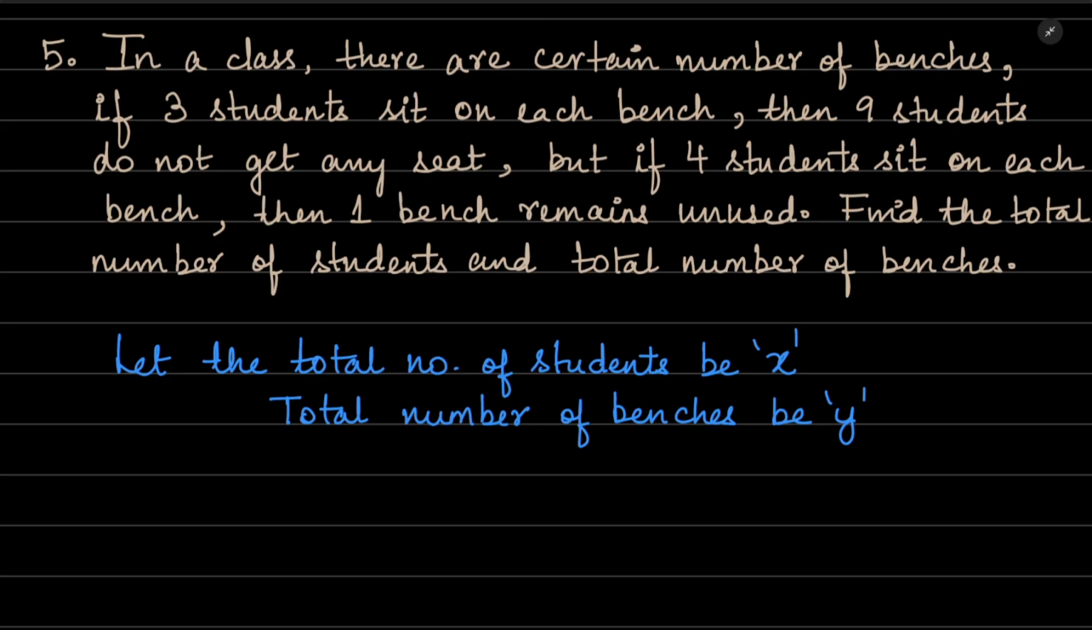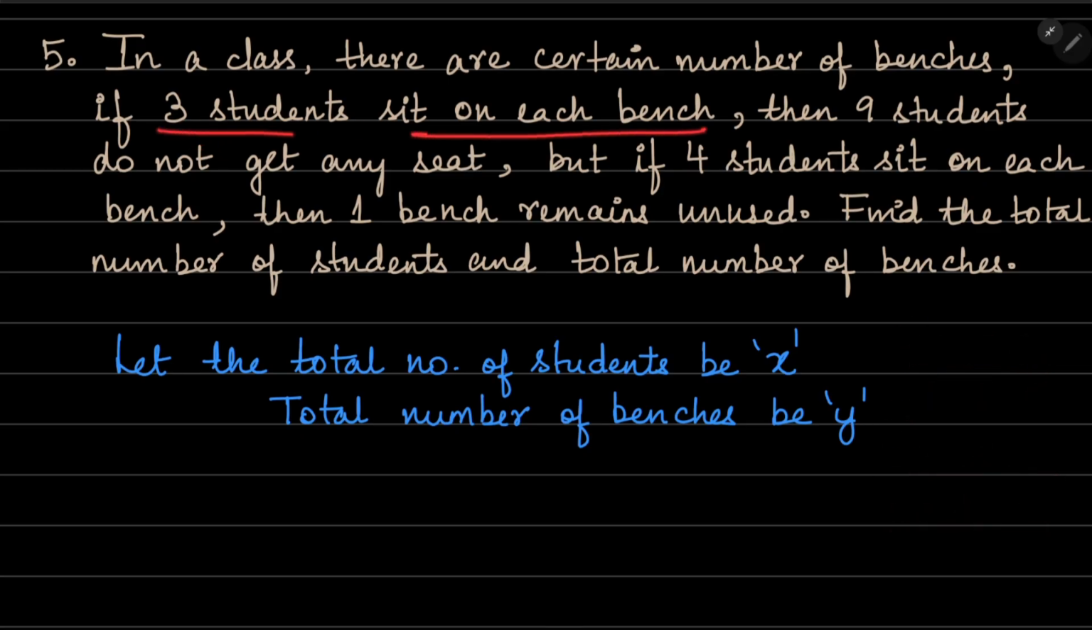If there are 3 benches, and in each bench you have 3 students sitting, there are totally 3 benches. So how many students are there? 3 into 3, isn't it? If there are 4 benches, how will you do? 4 multiplied by 3. Either way, it is the number of students in each bench multiplied by the number of benches. So what is given here?